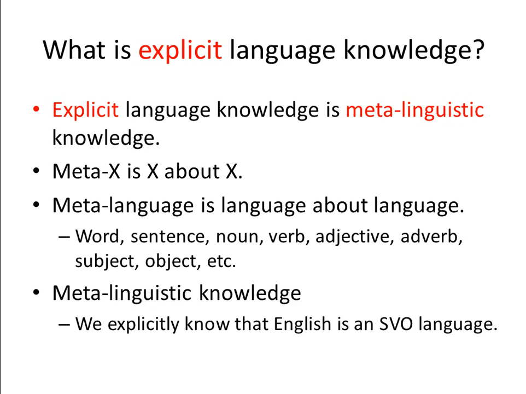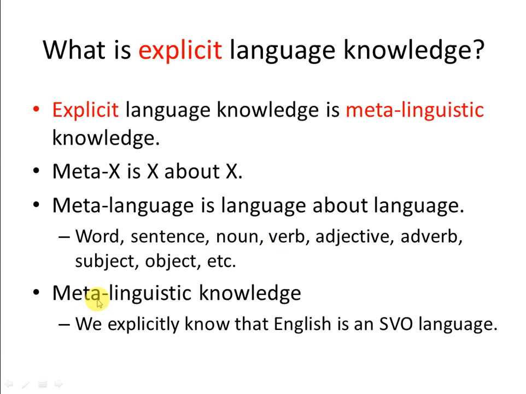But what about explicit language knowledge? Does such a thing exist? Yes, it does. Explicit language knowledge is metalinguistic knowledge. And meta X is X about X. So metalinguistic comes from the word meta-language. Meta-language is language about language. For example, words, sentence, noun, verb, adjective, adverb, subject, object. These are all meta-language.